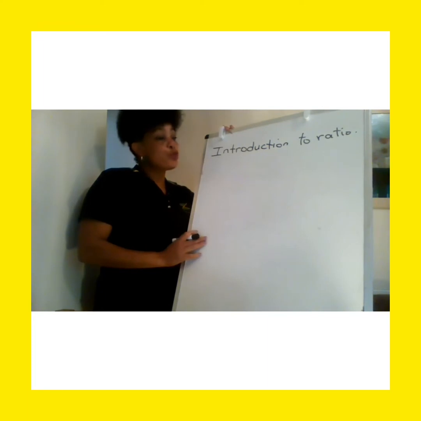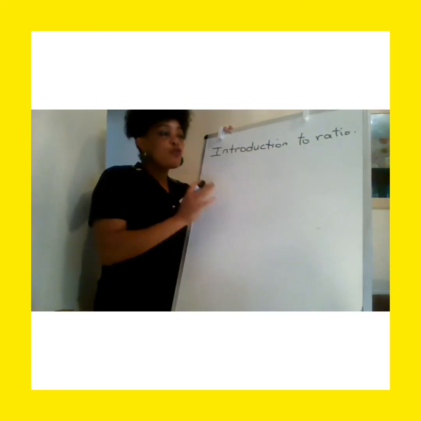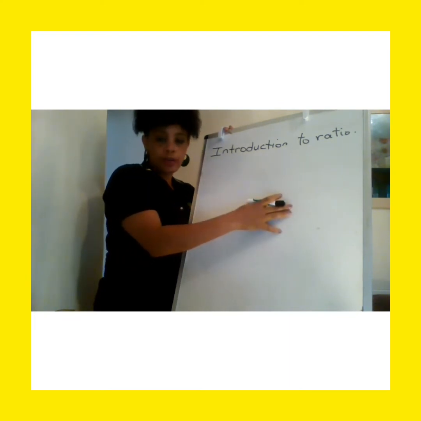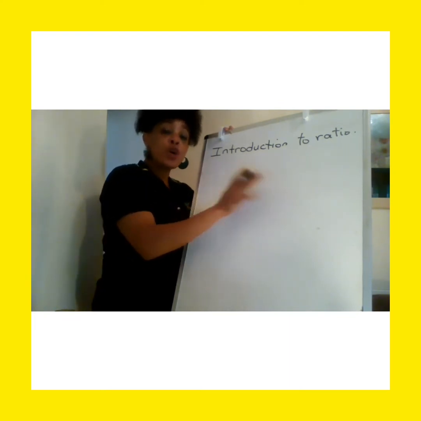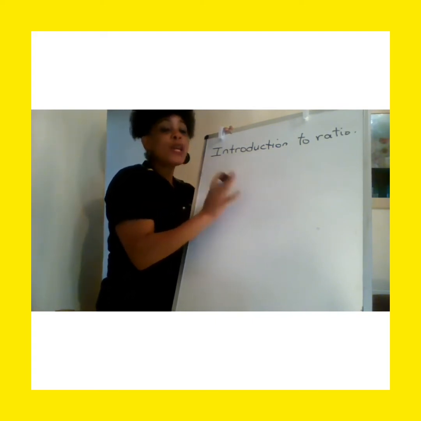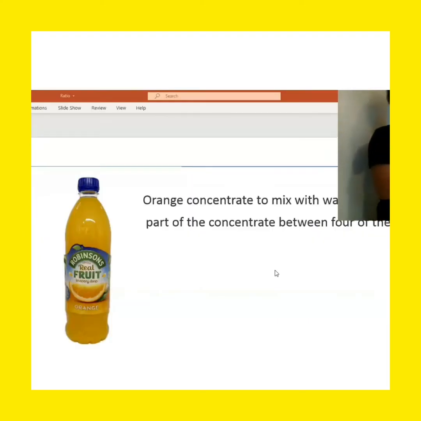What is ratio? Ratio is a comparison. Ratio compares one thing against another. So when we're looking at ratio, we're looking at comparing stuff. Now let's look at an example. There on your screen, we have a bottle of squash, and we're going to make a drink from that squash. The instruction says dilute 1 part of concentrate with 4 parts of water.